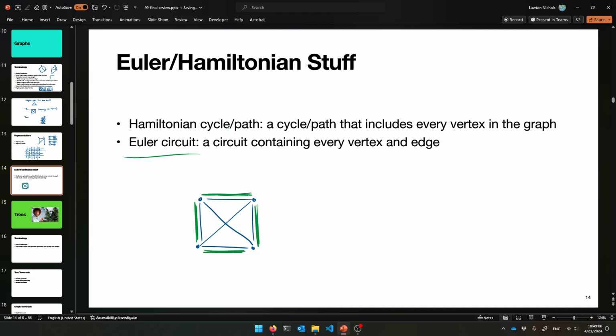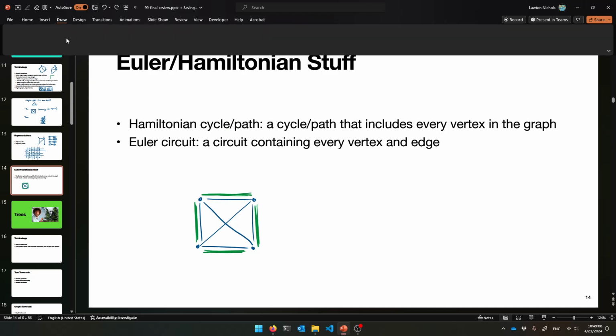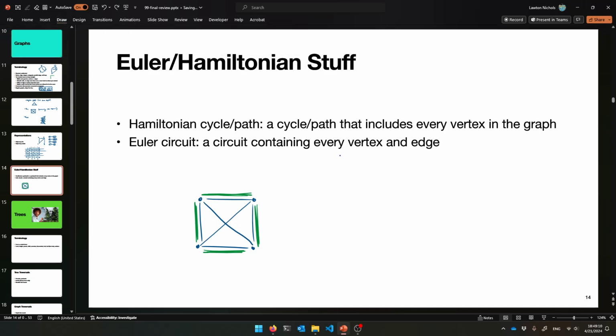And then the other one was Euler circuit. So Euler was about every vertex and edge. It's when you make a circuit that contains every vertex and edge. And we're not calling it a cycle, right? Because you might have parallel things.